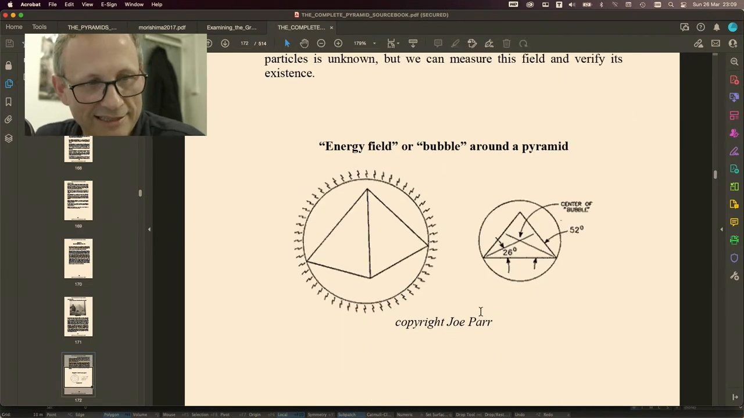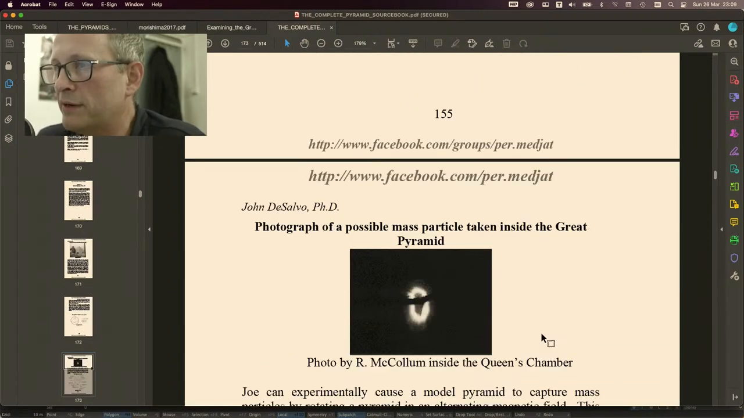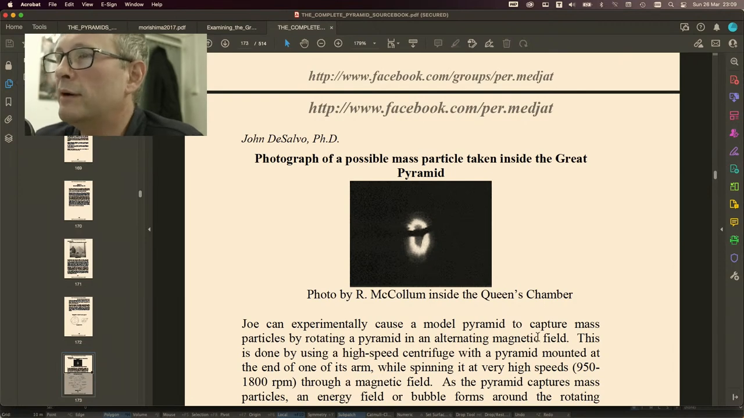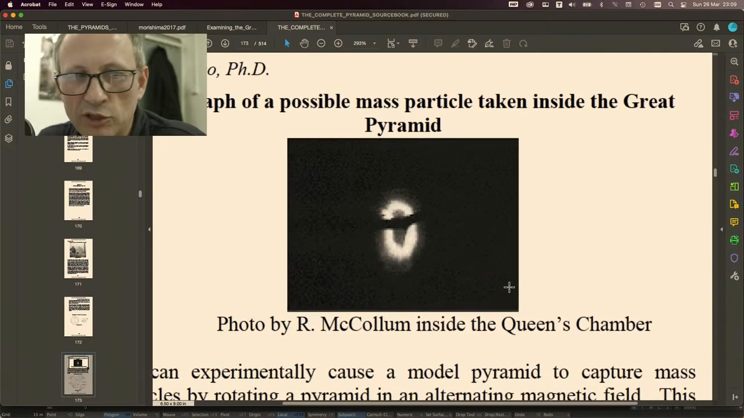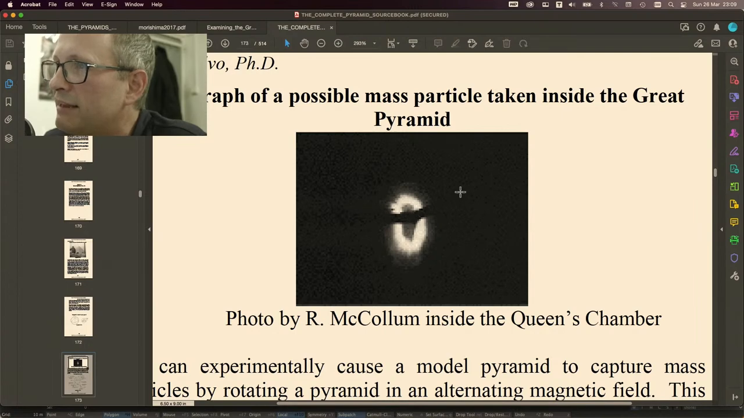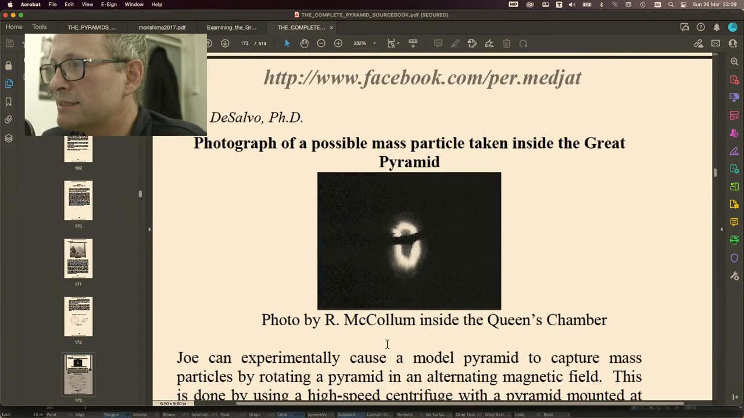And this is the diagram that I've just broken down for you and how it relates to the Pyramid of Giza, the Great Pyramid of Giza, according to my opinion. Then it gives a photograph of a possible mass particle taken inside the Great Pyramid. Here we go, something. Now, what does that look like? I don't know. It looks a little bit like a torus. Maybe? Don't know. Something's in the way, is it? I think so. Photo by R. McCollum inside the Queen's Chamber.